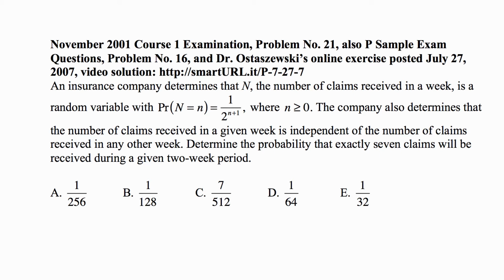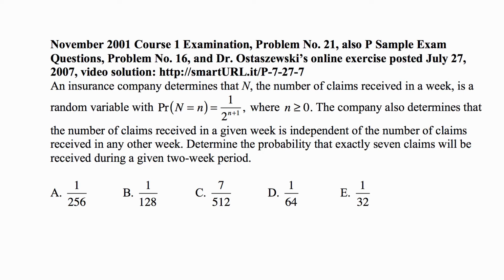Here's a problem for today for exam P on probability. An insurance company determines that n, the number of claims received in a week, is a random variable with probability that n is equal to 1 over 2 to the power n plus 1, where little n is greater than or equal to 0. The company also determines that the number of claims received in a given week is independent of the number of claims received in any other week. Determine the probability that exactly 7 claims will be received during a given 2-week period.